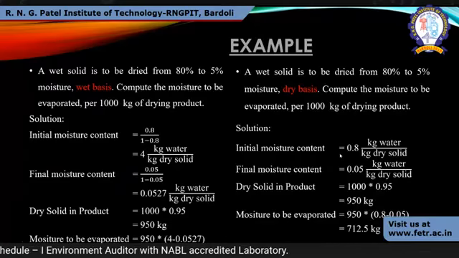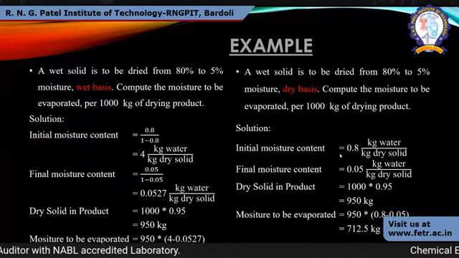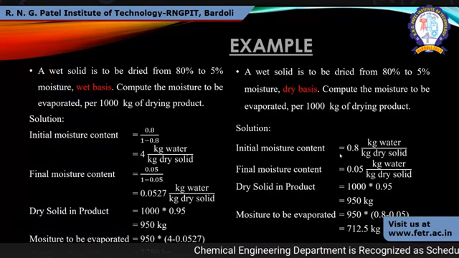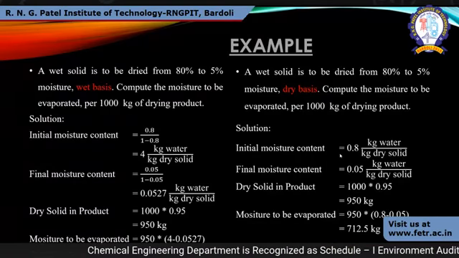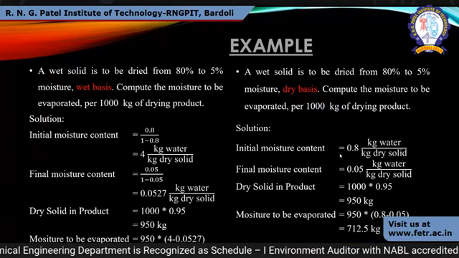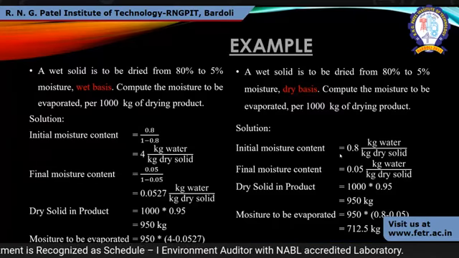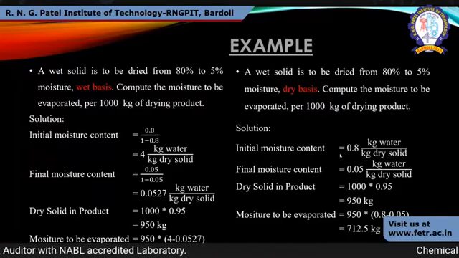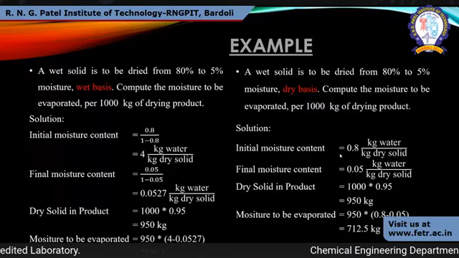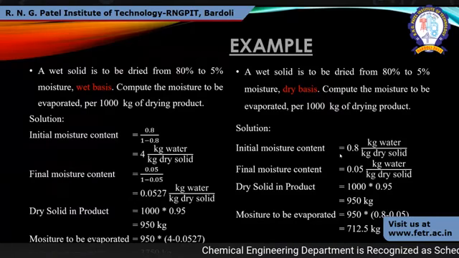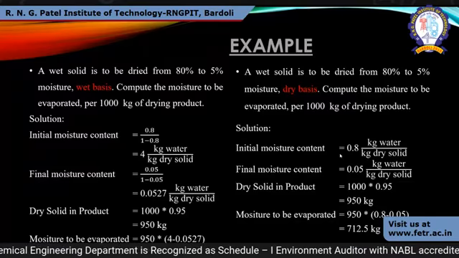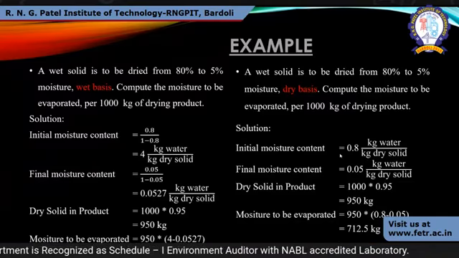So 0.8 kilogram of water, we reduce it to 0.05 kilogram of water. So the amount of water we need to evaporate is 712.5 kilogram. So see, there is a large variation in the moisture to be evaporated. So we need to clearly understand the terms, wet basis or dry basis. So I think there will be very much clarity about how wet basis and dry basis are separated.